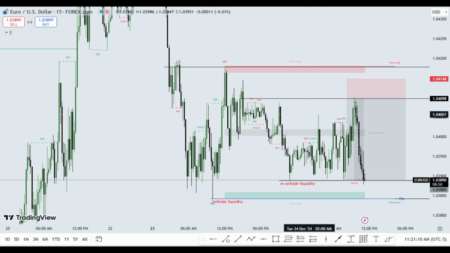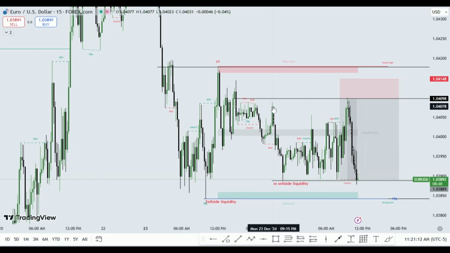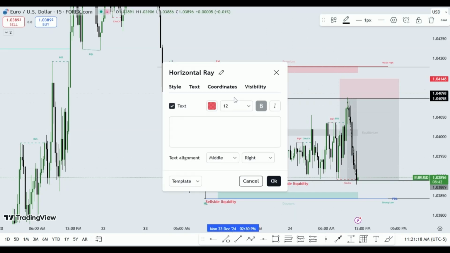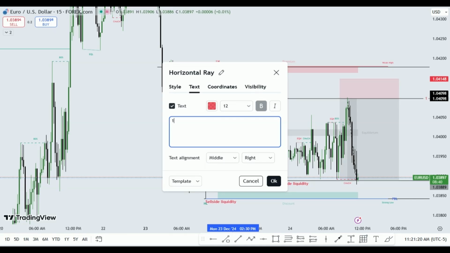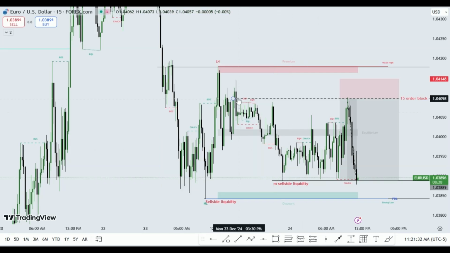Which is perfect. So like I told you here before, market rally down, and then we are expecting market to come back to this level, our 15-minute order block, as you can see here. Can you see the level?